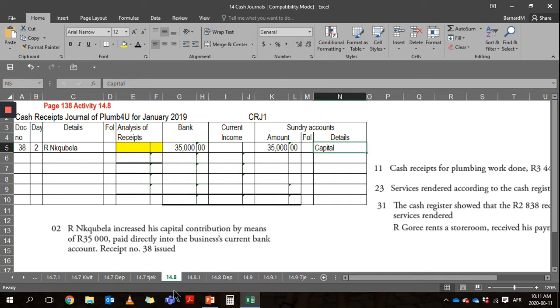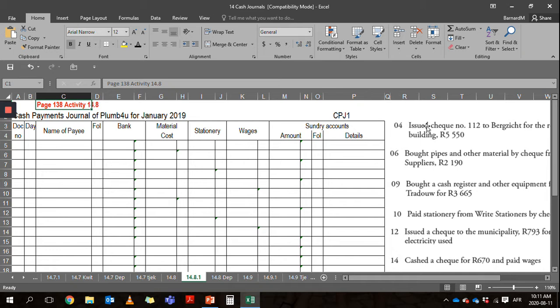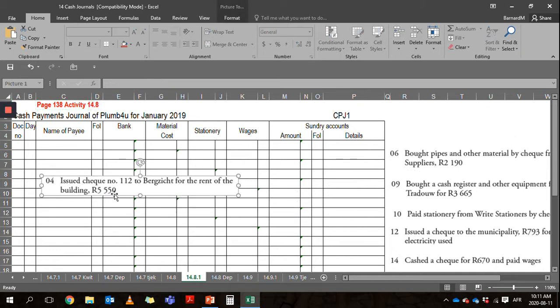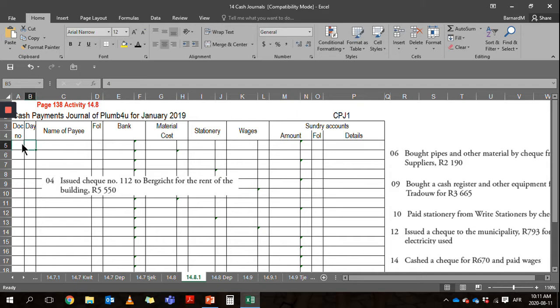The next one is the 4th, and if you read the 4th, you will see that it is a check issued, so therefore it will go in my CPJ. So the document number will be the 4th. On the 4th, and it will be Bergsig, and it will be for rent. Now we don't have a rent column, so therefore we will put it in sundries.